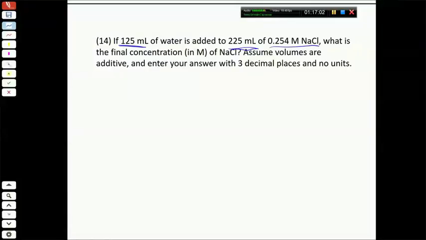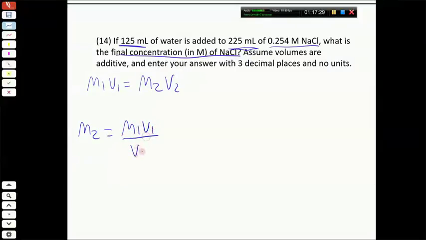So whenever you think of dilution, there's only one equation that really applies, which is M1V1 equals M2V2. The molarity of the first solution times its volume equals the molarity of the second solution times its volume after you do the dilution. What we're looking for here is the final molarity, the final concentration of NaCl. So we're looking for M2, and it's going to be M1V1 divided by V2.